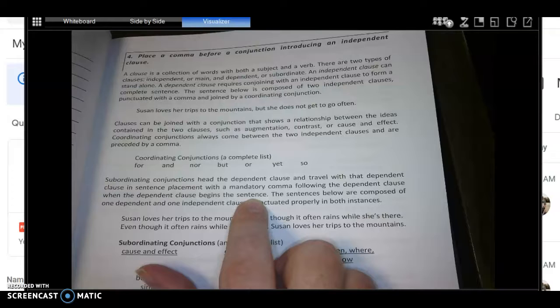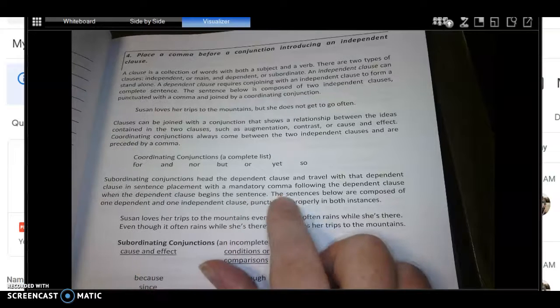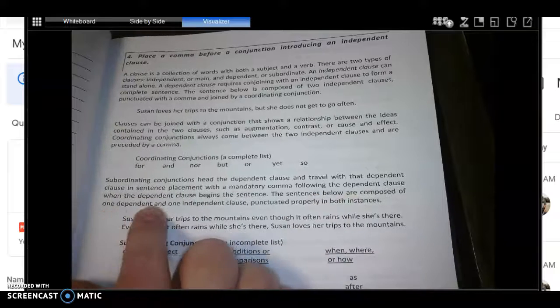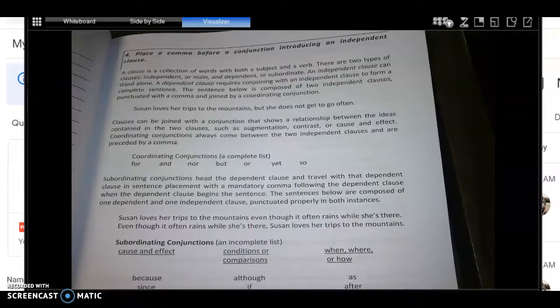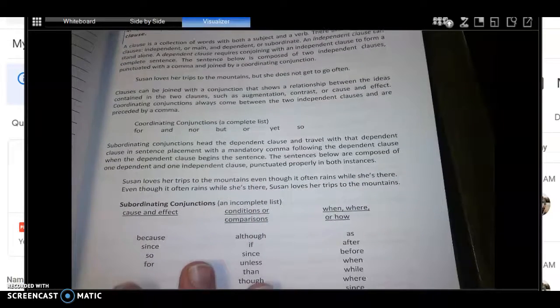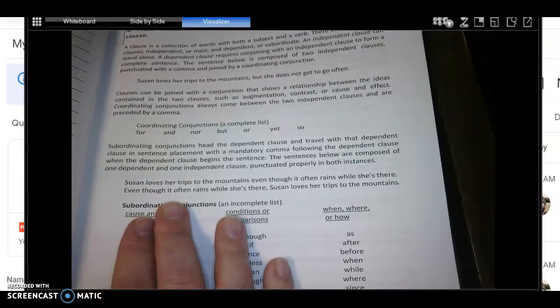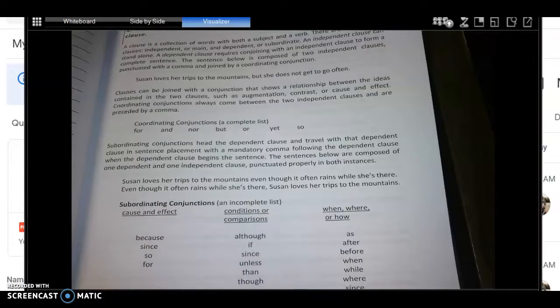That's very key. You're going to use a comma when the dependent clause is at the beginning of the sentence. The sentences below are composed of one dependent and one independent clause and punctuated properly in both instances. Okay? Now, you'll notice these are the same. This is the same use of clauses here. They're the same clauses. We've just flipped the order.